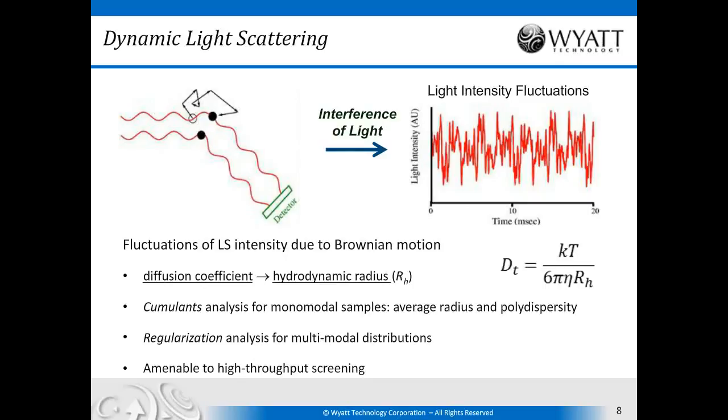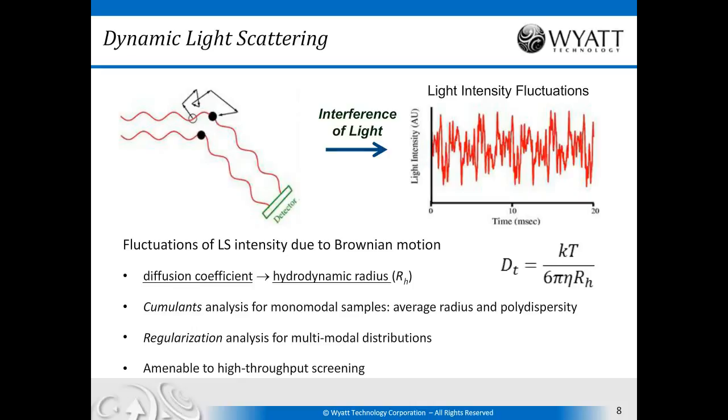So just to review what dynamic light scattering can provide, we measure the fluctuations due to Brownian motion. That gives us a diffusion coefficient. The cumulant analysis is suitable for monomodal samples to get average radius and polydispersity. Regularization analysis is for looking at multimodal distributions, and I'll explain shortly just what those mean. And more importantly, through the Dynapro plate reader, DLS is a technique which is amenable to high throughput screening, so you can measure in an automated fashion many different samples hands-off.